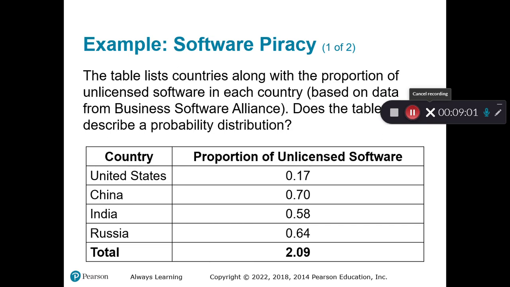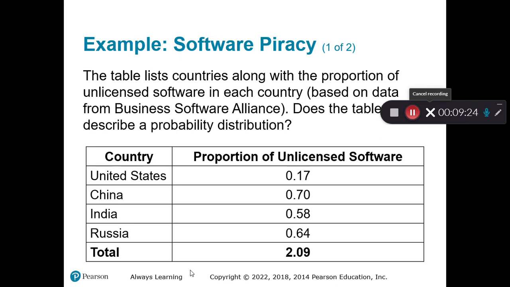It appears here that they're treating this first column as the values of X, United States, China, India, and Russia. I see a problem. These X values are not numerical. Therefore, I think that first requirement clearly fails. This is not a numerical random variable. Therefore, this cannot represent a probability distribution.